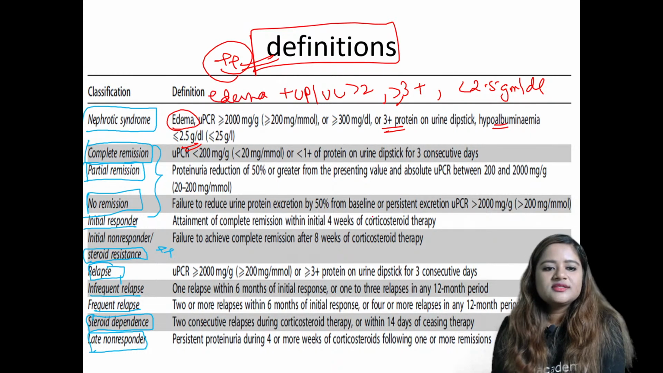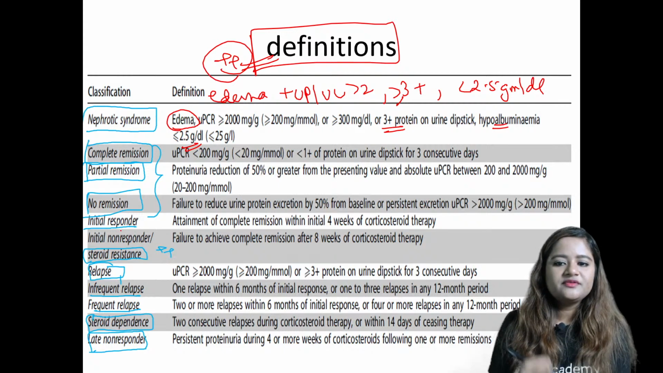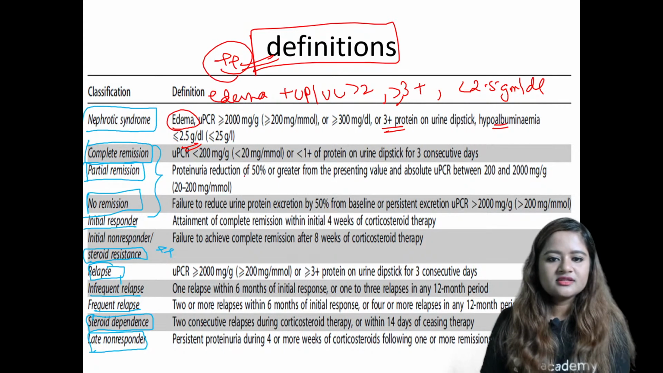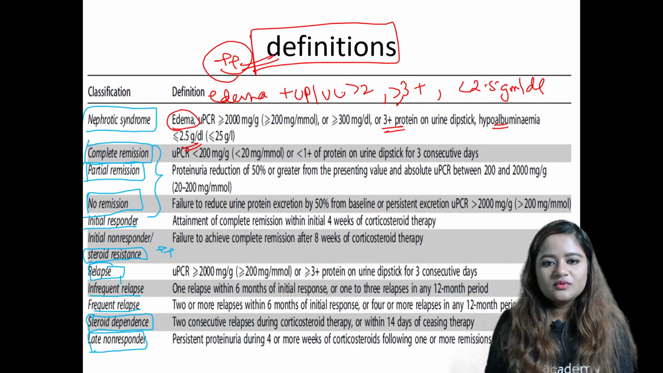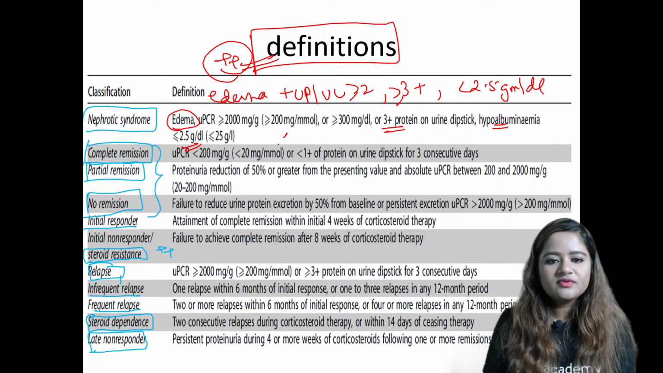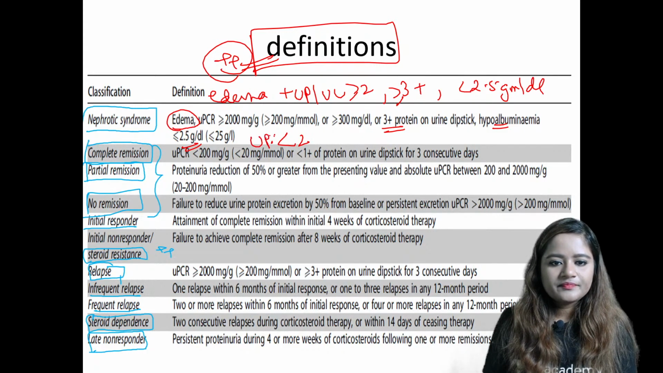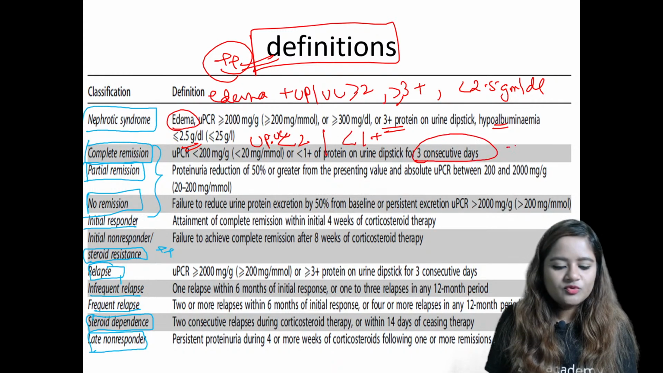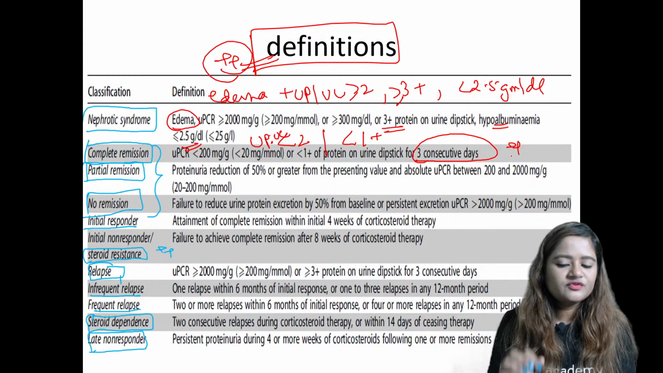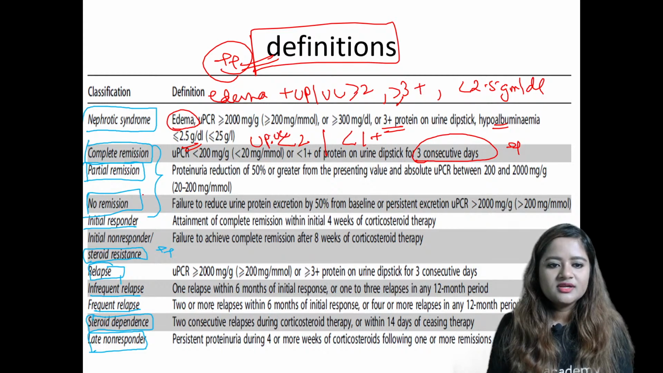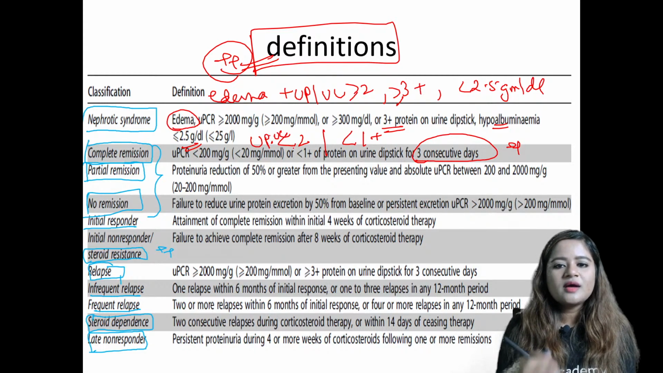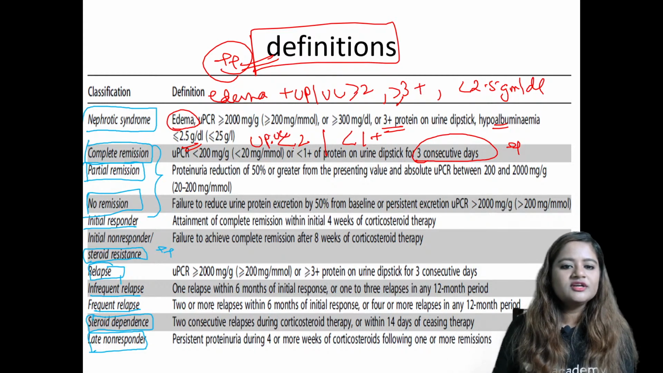Next, you have to know what is complete remission. Remission का मतलब क्या? आपने treatment दिया and the child has responded. इसका मतलब क्या है? If the UPUC ratio has become less than 2, more than 2 was the criteria. So अगर वो less than 2 बन जाता है, or your dipstick proteinuria has become less than 1 plus for 3 consecutive days. What is more important? If this finding is present for 3 consecutive days, then you can say that the child has gone into complete remission.